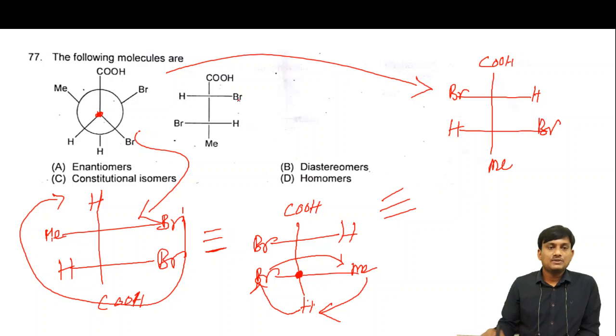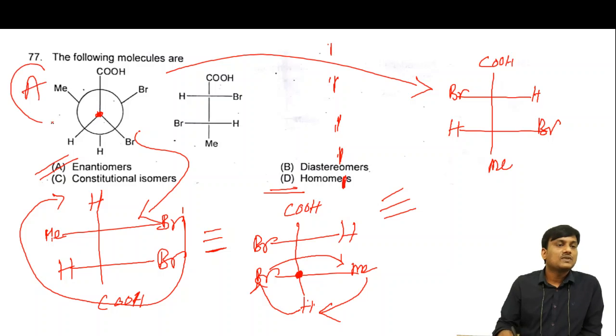Here we know that if you take these two molecules, these are non-superimposable mirror images. When two molecules are non-superimposable mirror images, those are called enantiomers. Diastereomers means non-superimposable, and these are not mirror images. These are not constitutional isomers, not structural isomers, they have the same structure, and these are also not homomers. They don't have the same stereochemistry. So, what is the correct option? A is the correct option.